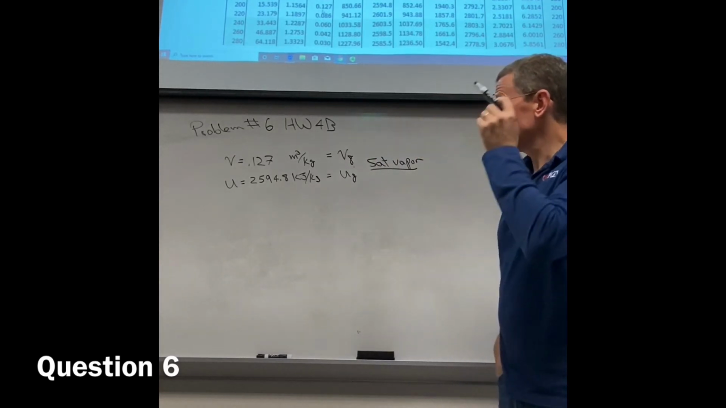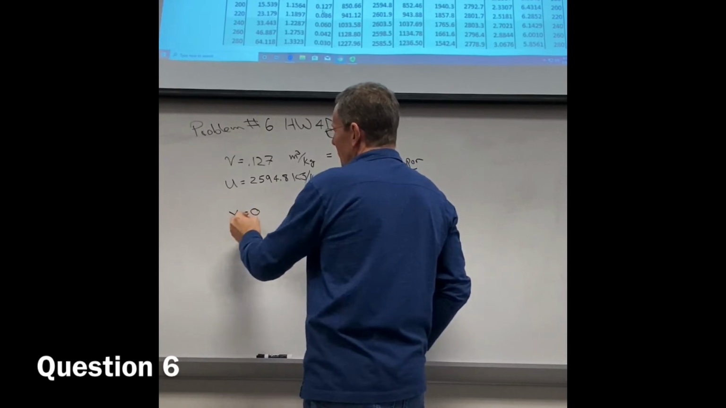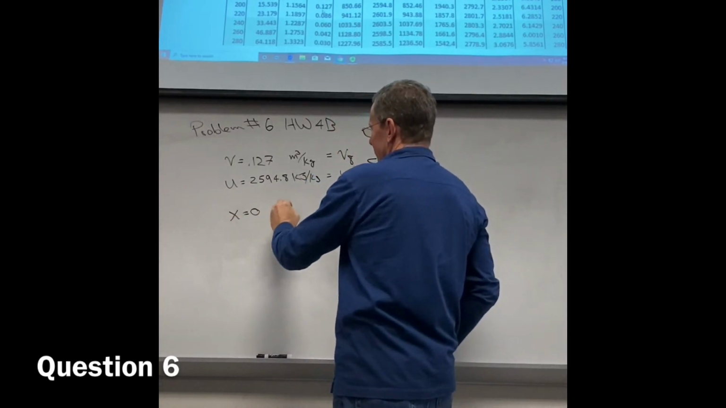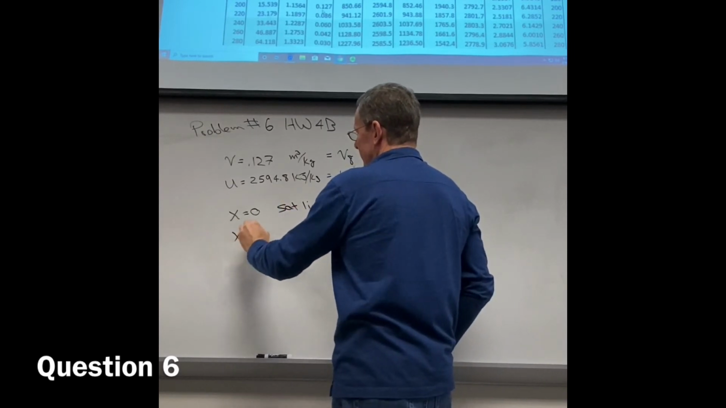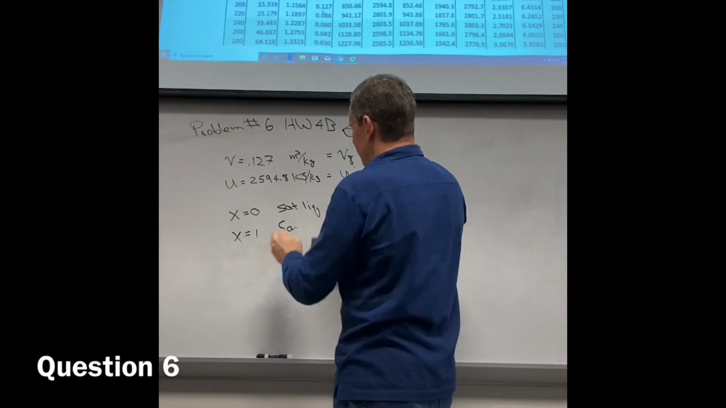If X equals 0, it's a saturated liquid, right? So any problem where X equals 0, it's a saturated liquid. It doesn't matter what other property you give. The other one is X equals 1, that'd be saturated vapor. And if it's X equal 1, you don't even need another property. It's a saturated vapor.